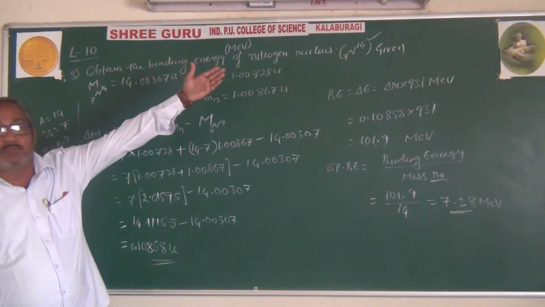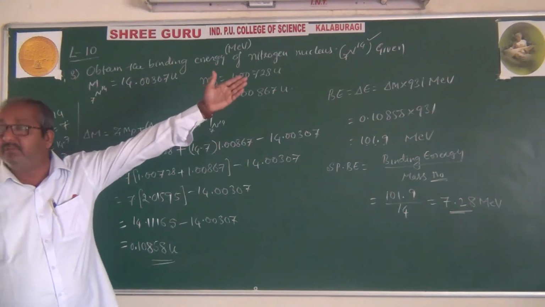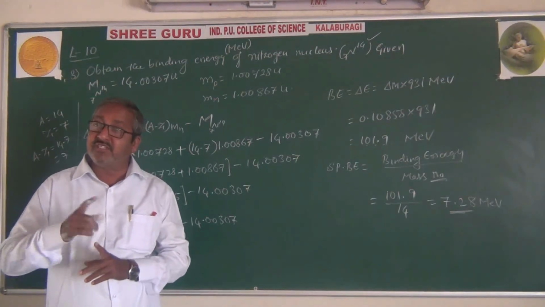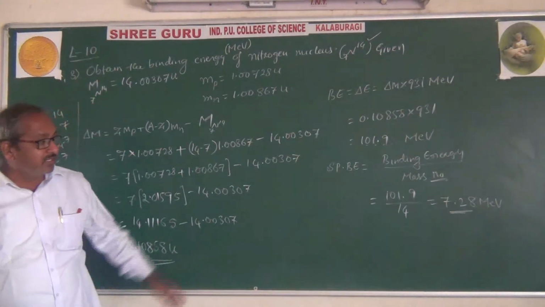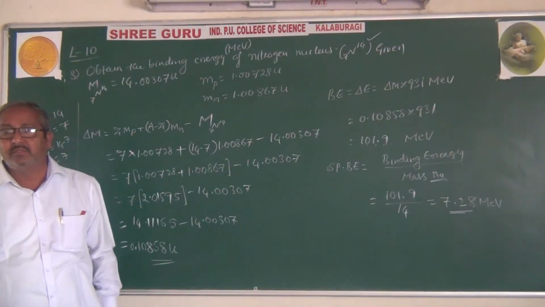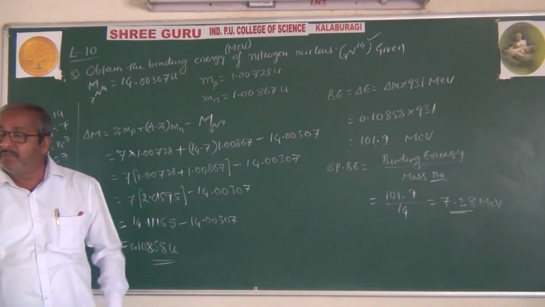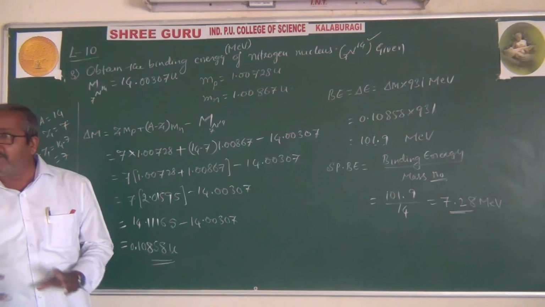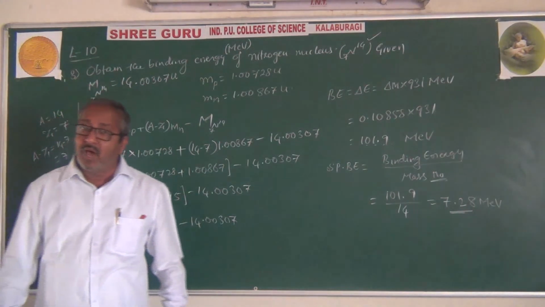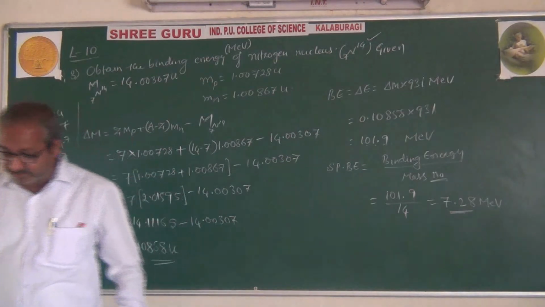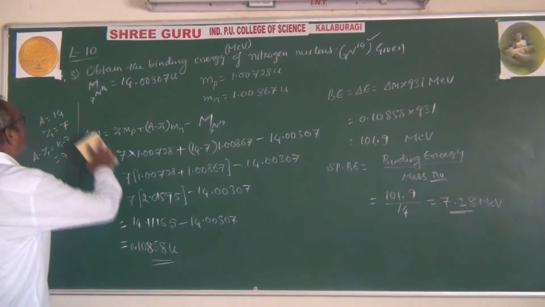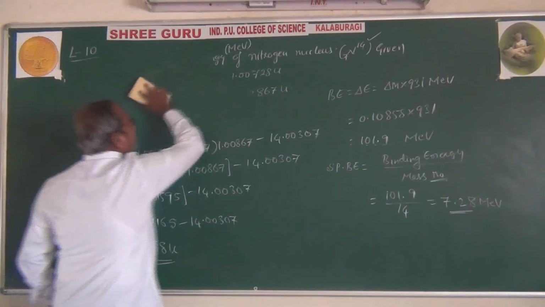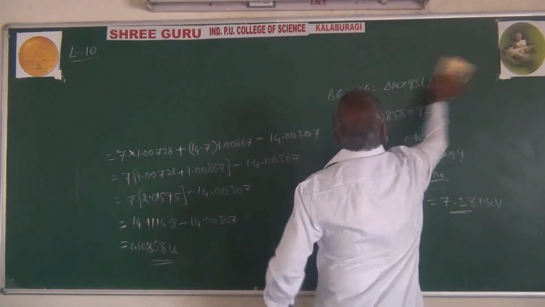But here the mass number for nitrogen is 14 only, which is less than 30. So its specific binding energy is less than 8 mega electron volt, and that is about 7.28 mega electron volt. The elements which have a smaller specific binding energy are unstable, whereas the elements which have a large specific binding energy are stable. Nitrogen is not that stable compared to the elements which have a mass number more than 30 and less than 170.